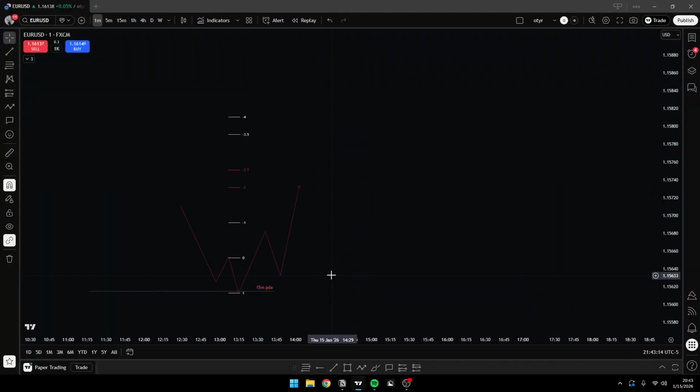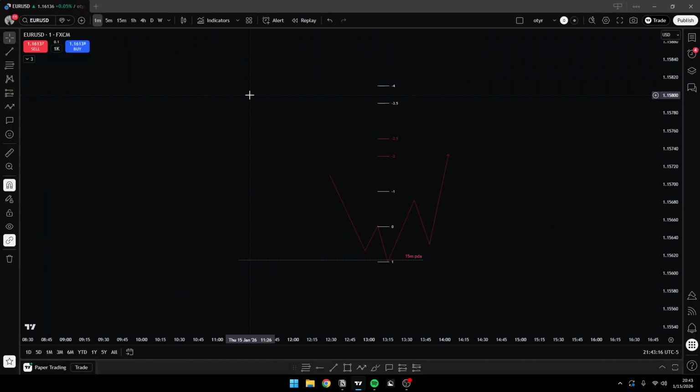Okay, so basically it's just like this. This is kind of the whole schematic. We wait for, I mean, the time frame isn't so strict. It could be any time frame, PD array, and things of that nature, of course.